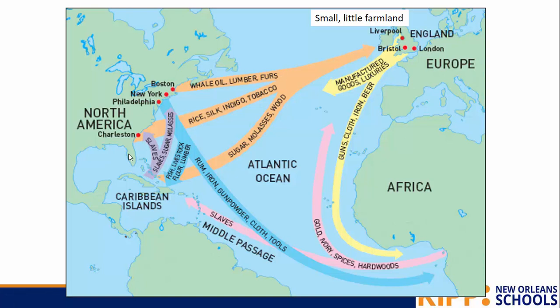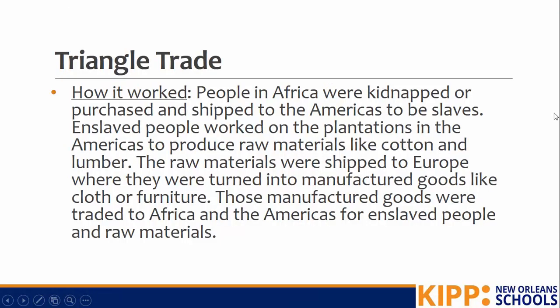So in England, remember, it's small. It doesn't have a lot of farmland. North America has plenty of farmland because it's so large. So those raw materials are materials that come from the earth, and they're not quite finished and ready to be turned into usable things. They need to go to the factories in England.